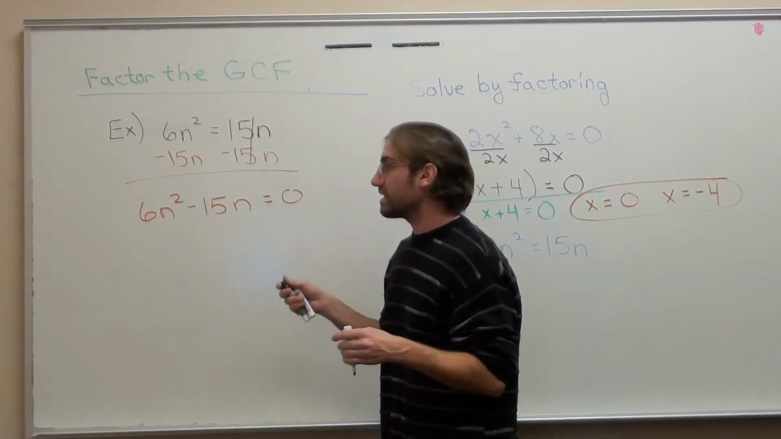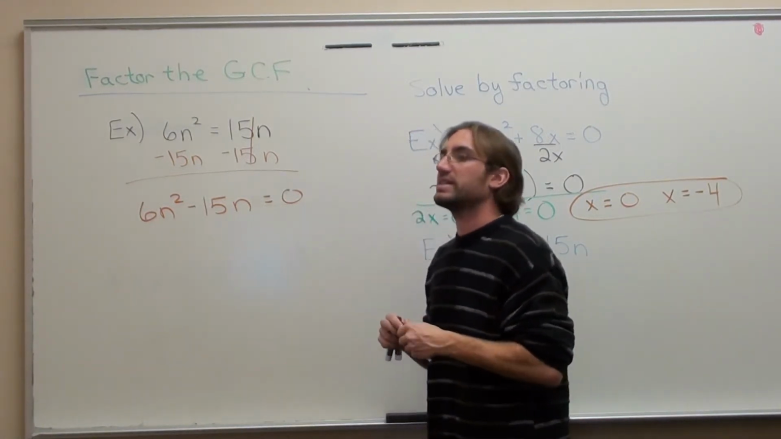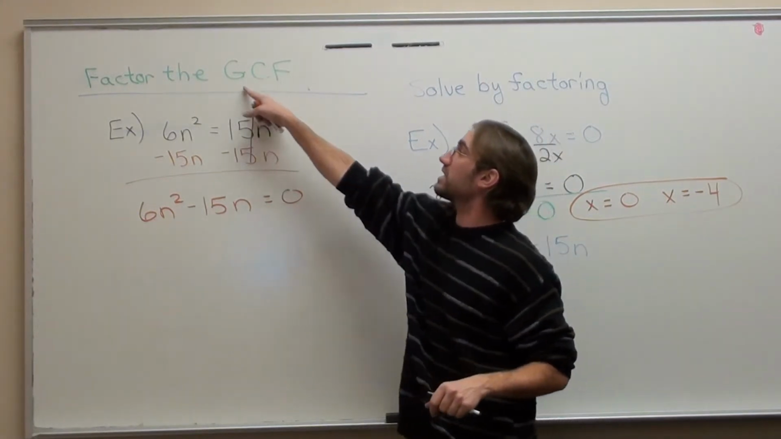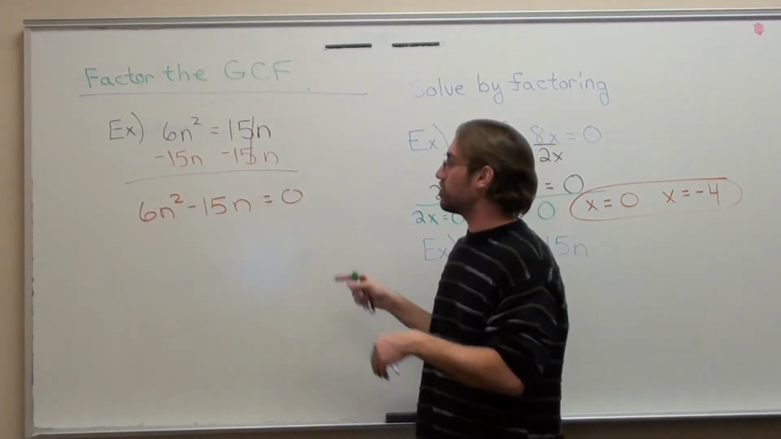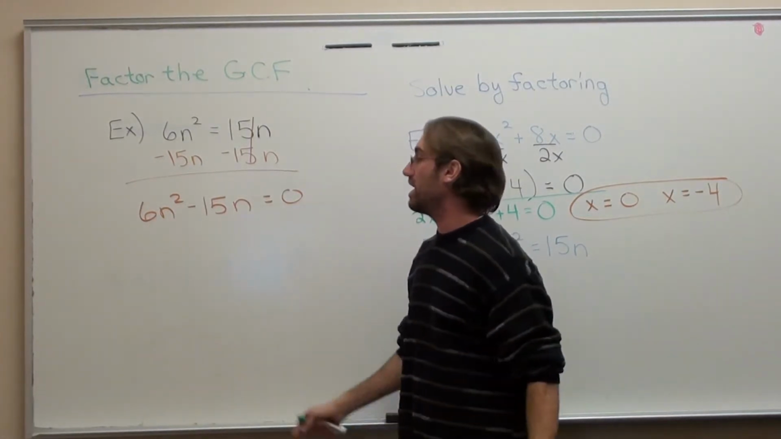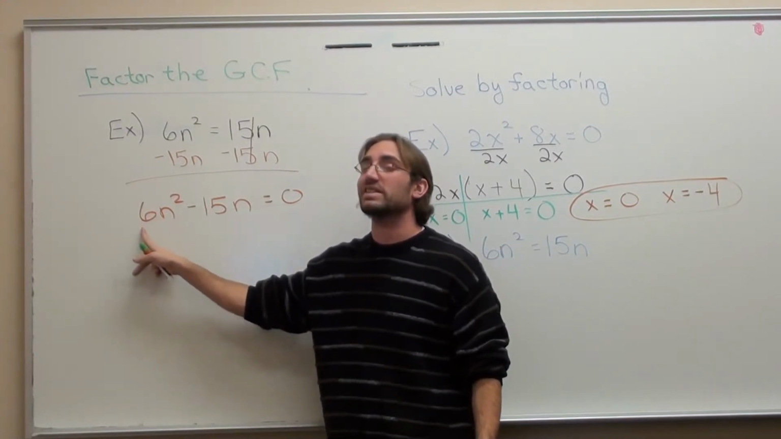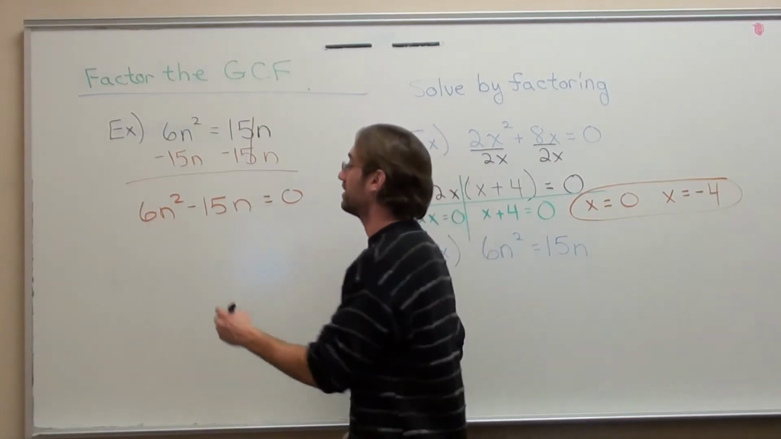Now, next thing you do after you put it in standard form, put it from highest degree to lowest degree, is see if it has a GCF, a greatest common factor. Is there something that you can take out from both of them? Is there a number that goes into 6 and 15? And there is a number. And it's not 6, because 6 doesn't go into 15, but 3 goes into 6, and 3 goes into 15.